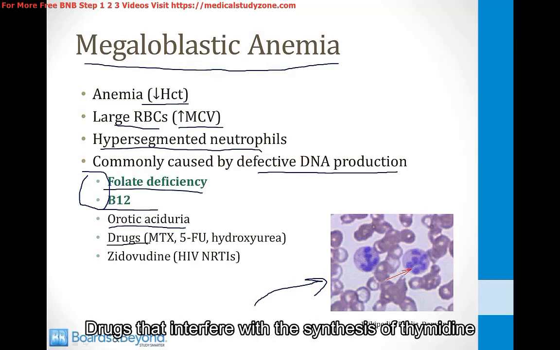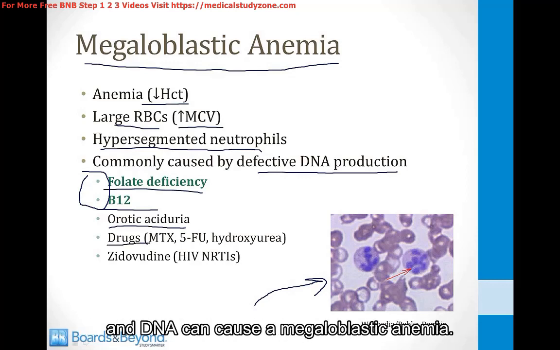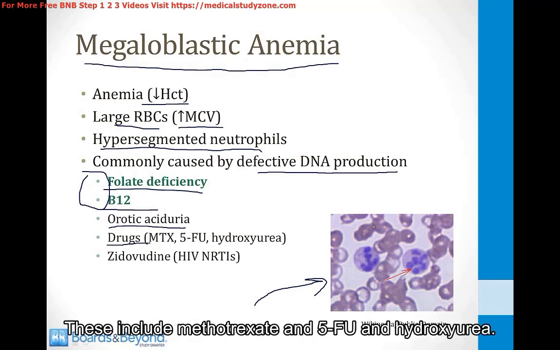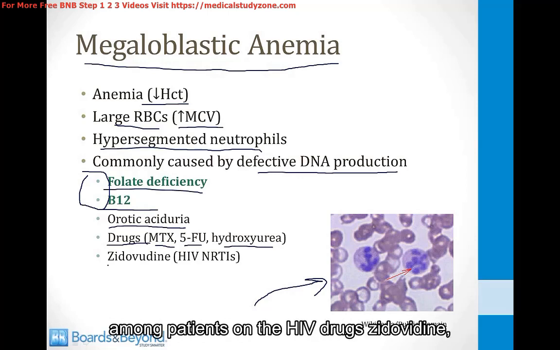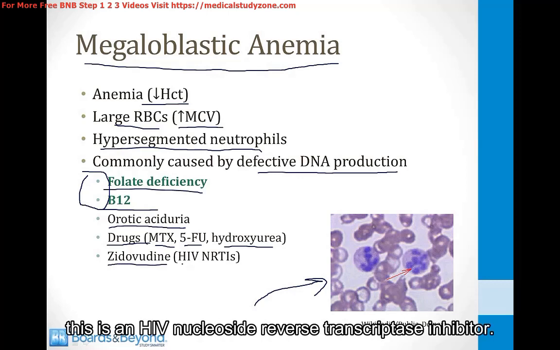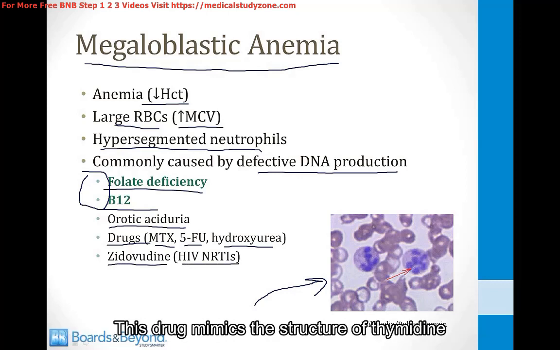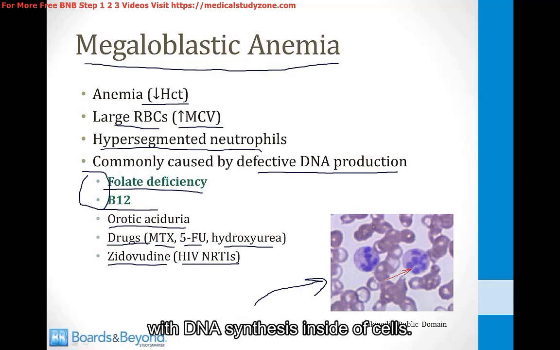Drugs that interfere with the synthesis of thymidine and DNA can cause a megaloblastic anemia. These include methotrexate, 5-FU, and hydroxyurea. And then a megaloblastic anemia is also often seen among patients on the HIV drug zidovudine. This is an HIV nucleoside reverse transcriptase inhibitor. This drug mimics the structure of thymidine, and therefore it can interfere with DNA synthesis inside of cells.